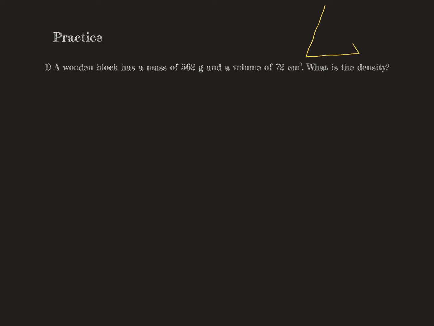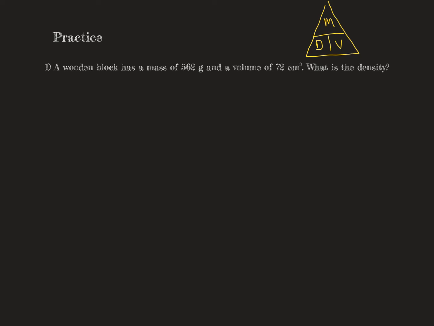All right, let's try some practice calculations. Okay, we're going to work this one out together. A wooden block has a mass of 562 grams and a volume of 72 centimeters cubed. What is the density? So it might be best if you write your density triangle. That way you'll have it as a reference.